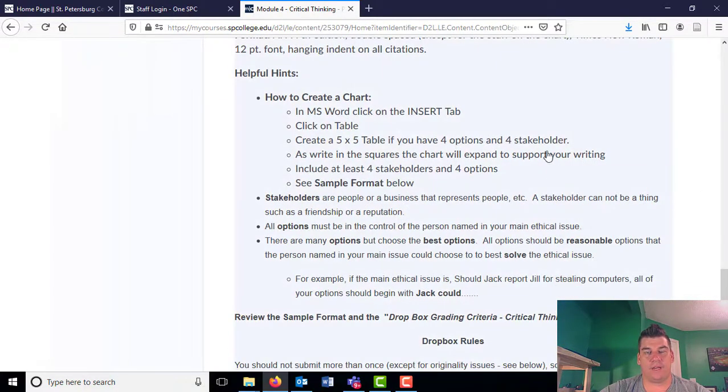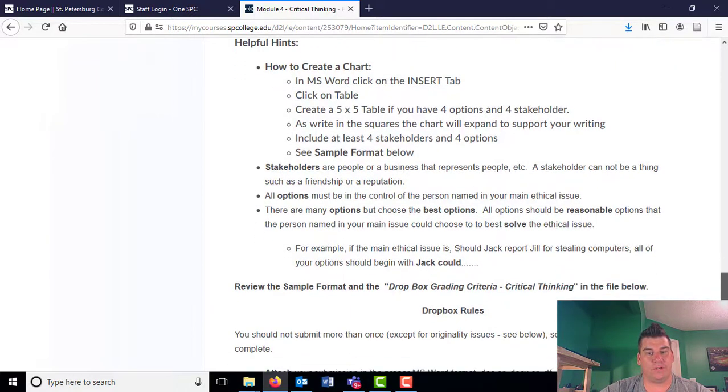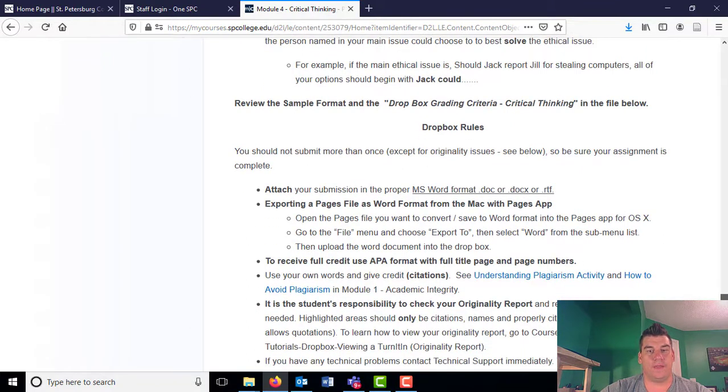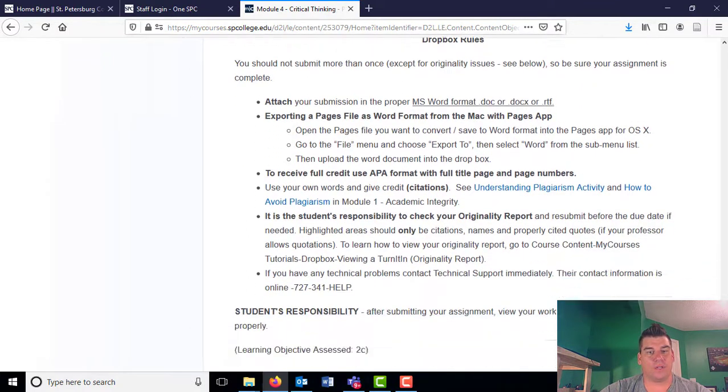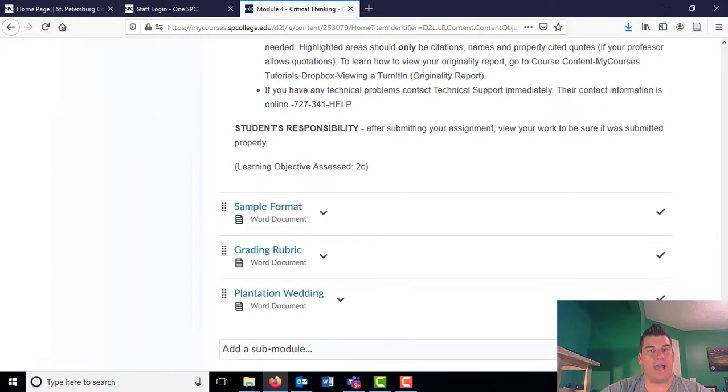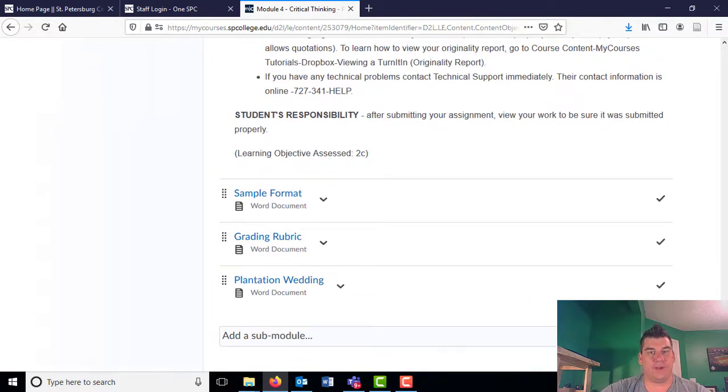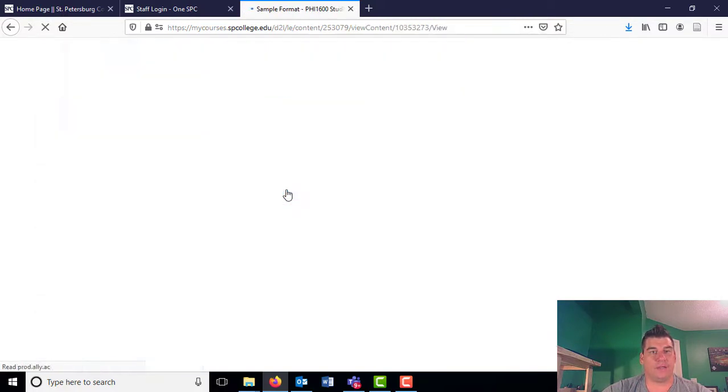Right here, I'm not going to read it in the video because you can check it out, but this shows you how to make a chart in Microsoft Word. It's pretty easy to set up, but that's what you're going to do for your stakeholder chart. And then these are your typical Dropbox rules, and you're going to get that in by 11:59 p.m. on Sunday the 13th.